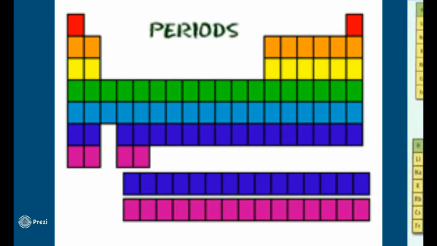Okay, so how many periods are there in the periodic table? Eight. Eight? Ooh, one off. Seven. You got eight colors last time because there were eight families that you had. But there are seven periods on the periodic table, and they're listed up there on the side.